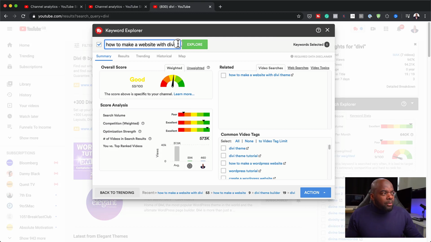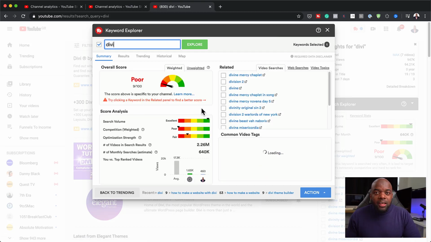Okay, now I want to do one more thing. If I just search for Divi, notice what happens. For Divi alone, the search volume is very high, but the competition is very high as well, which means it's poor for me. I can't really compete for the keyword Divi. That leaves me in a situation where I just have to grab the crumbs that are left when all these channels that rank higher than me are taking all the traffic. This is why I decided to change the strategy a bit, because the knowledge that I possess is way more than just Divi.